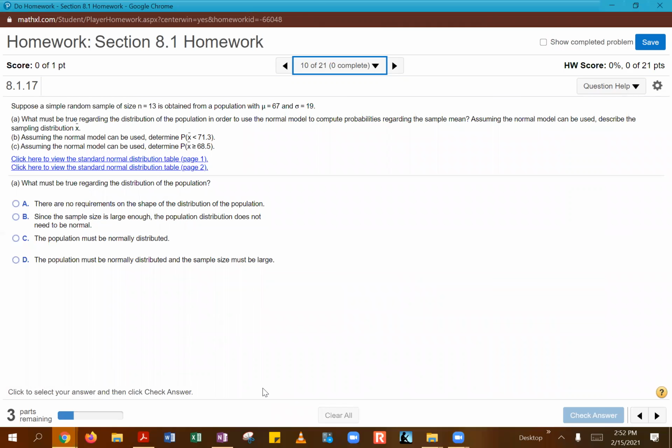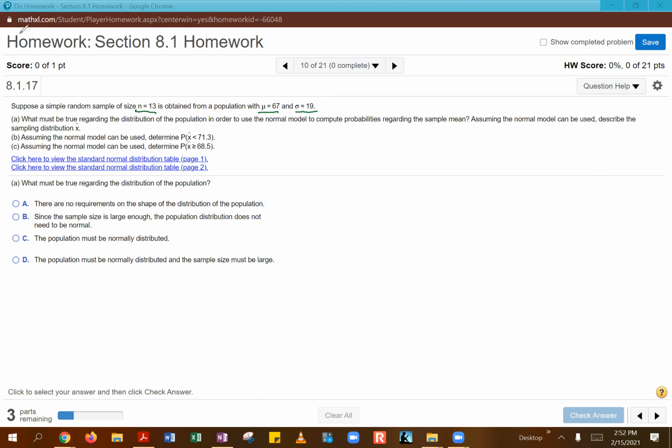Okay, so here you can see they are telling us that the random sample size is 13. Our population mean is 67, standard deviation is 19. Now, the first question is asking, what must be true regarding the distribution of the population in order to use the normal model to compute these probabilities regarding the sample mean. So basically, you should either have a large sample size, in which case it does not make a difference whether the population is normally distributed or not, or if your sample size is small, then you should have a normally distributed population.